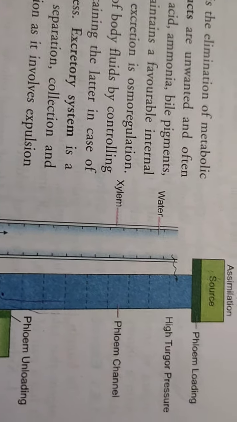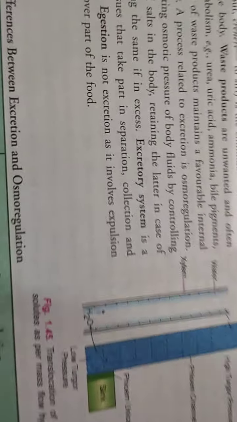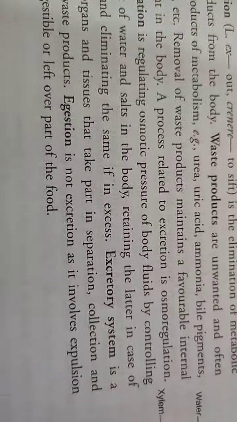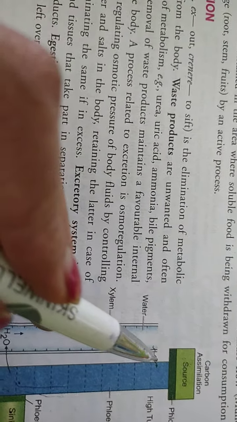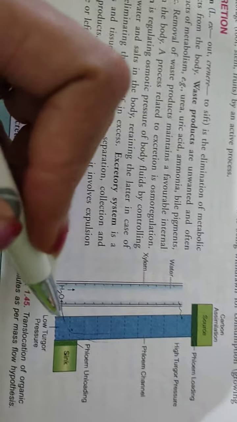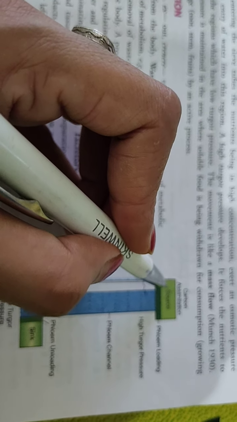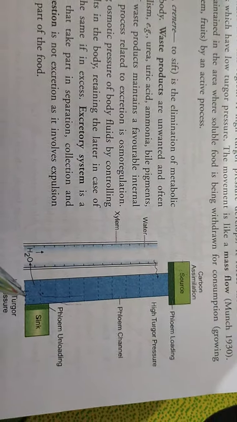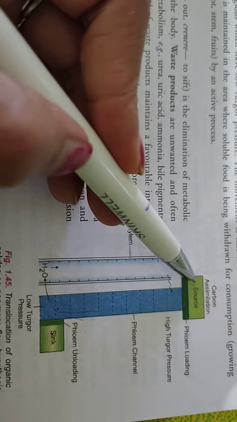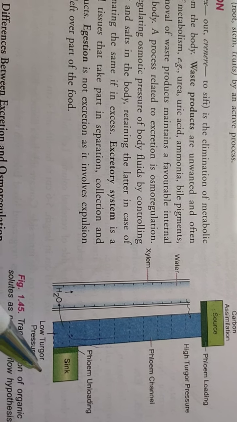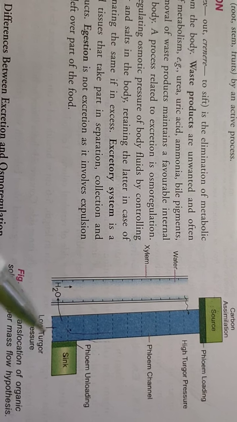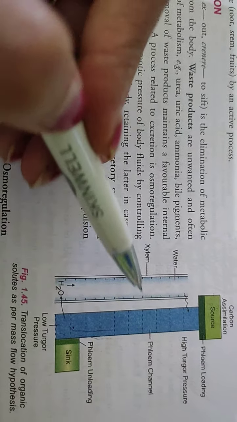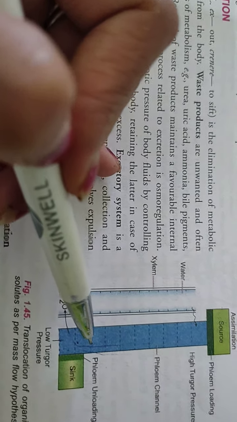So what are the various steps of translocation? Organic solutes take the leaf as the supplying cells and the root as the receiving cells. If this is the source, or the leaf, and this is the root, this is the supplying and this is the receiving cells. The connecting link between leaves and the root is represented by xylem and phloem tissues. Here the xylem and phloem are present.